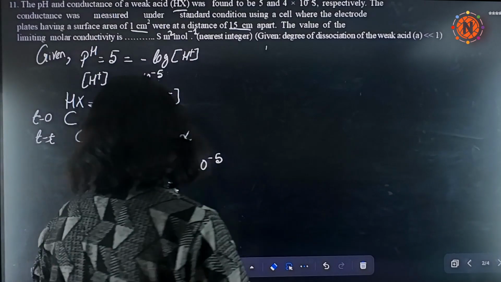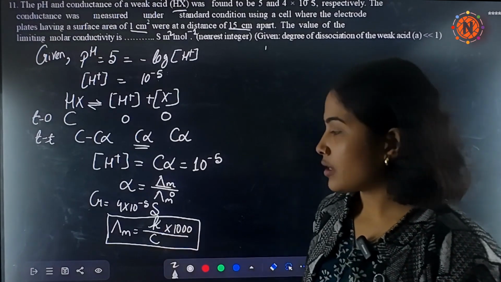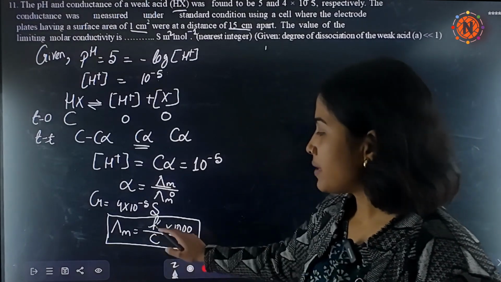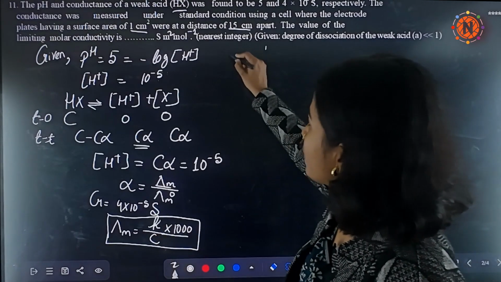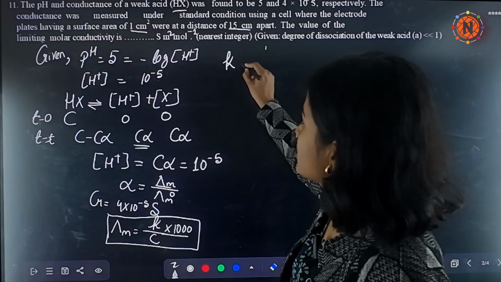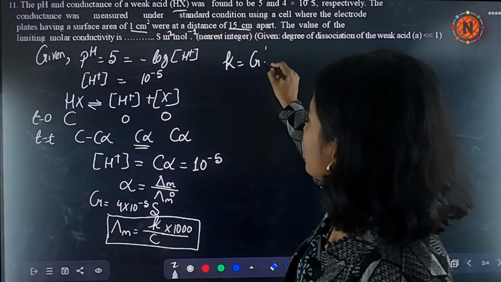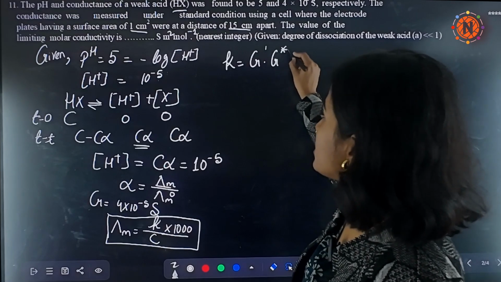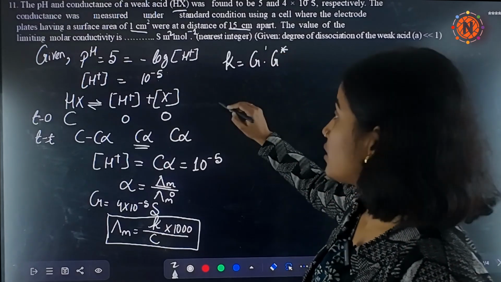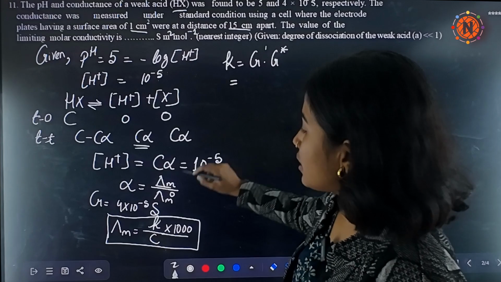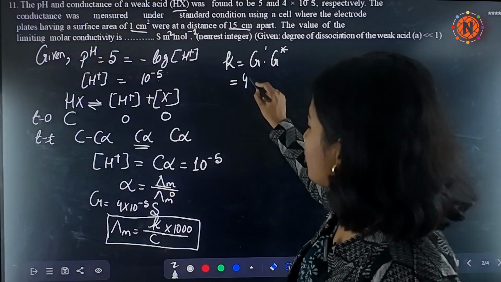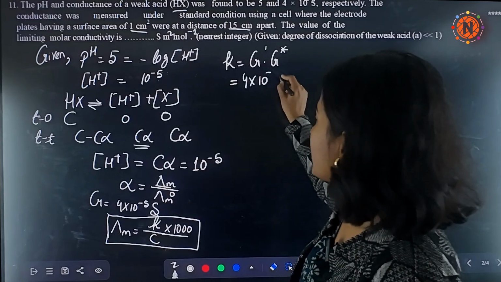Right? Now how to find out this specific conductivity? Specific conductivity we know how to find it out, that is K is equals to G into G star. Now what is G star? G star is our cell constant. We know what our G is, it is 4 into 10 to the power minus 5.